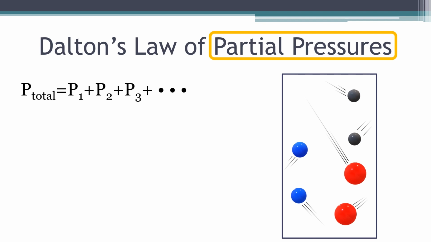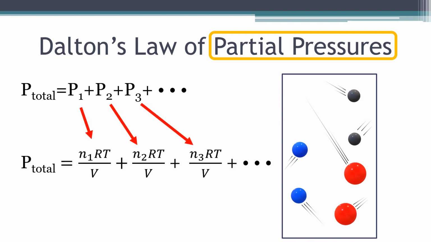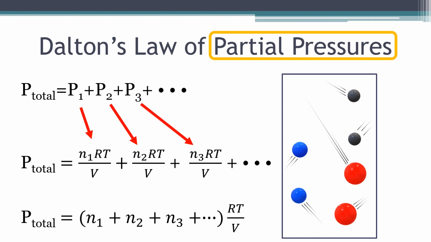Recall that according to the ideal gas law, pressure is nRT over V. Notice that R is the ideal gas law constant, and since the gases are in the same container, their volumes and temperatures are the same. Thus, these terms can be factored out, and according to Dalton's law, the total pressure can also be written as the sum of the moles of gas times RT over V.